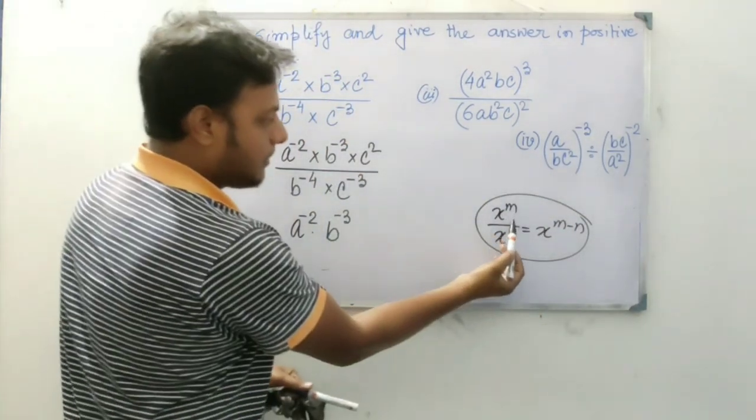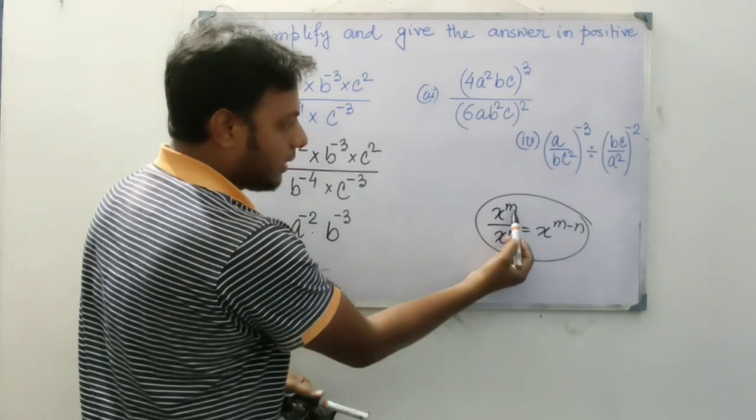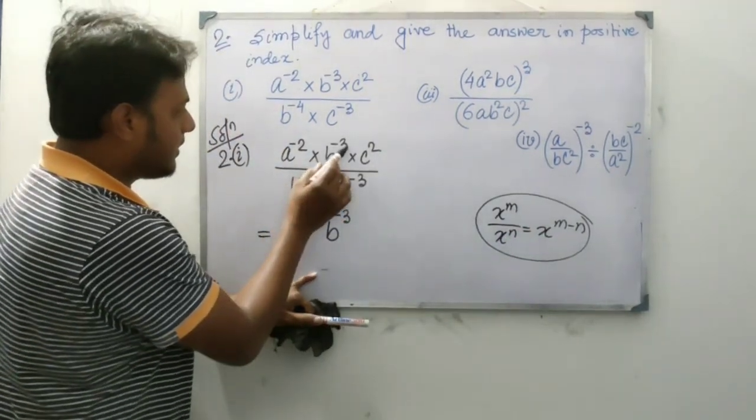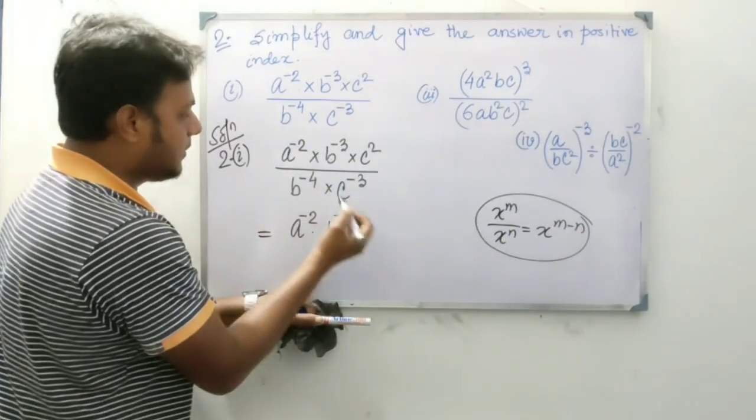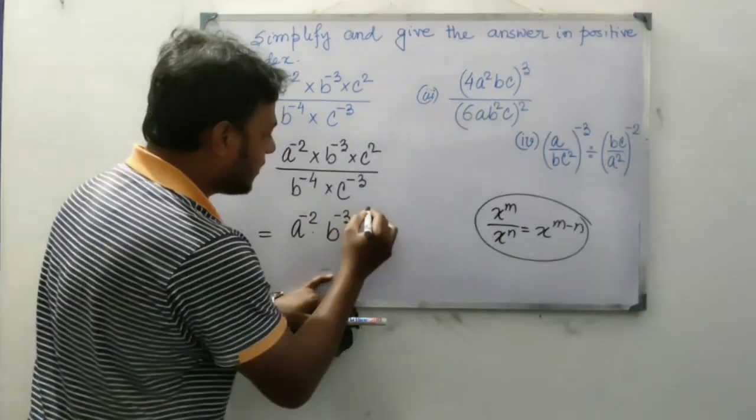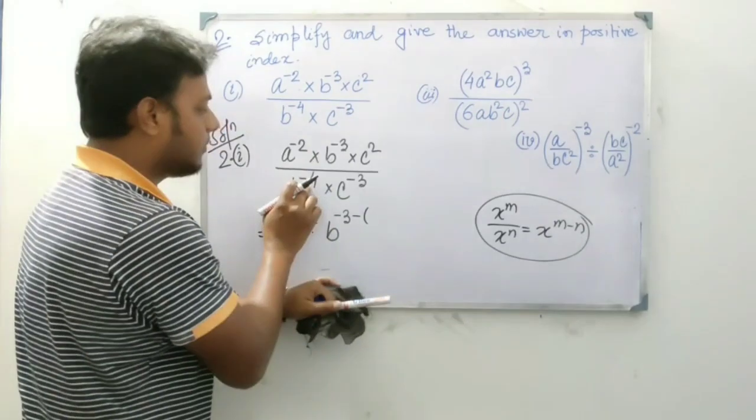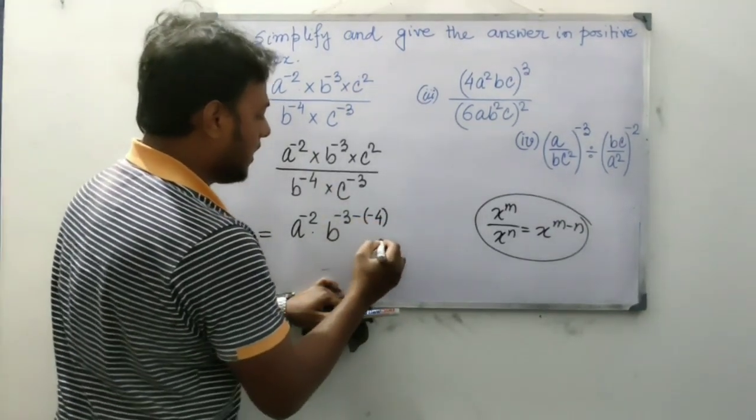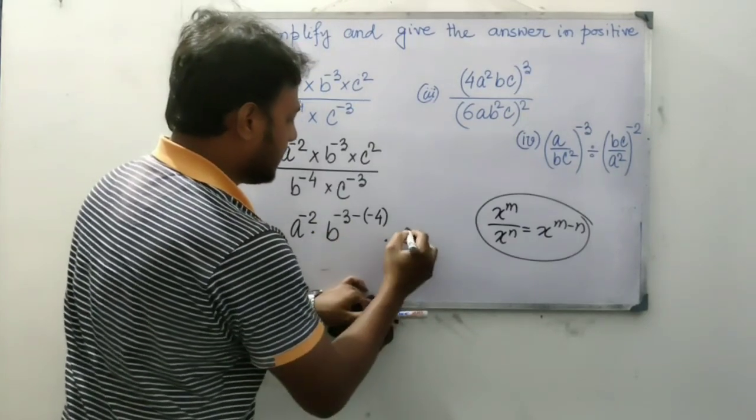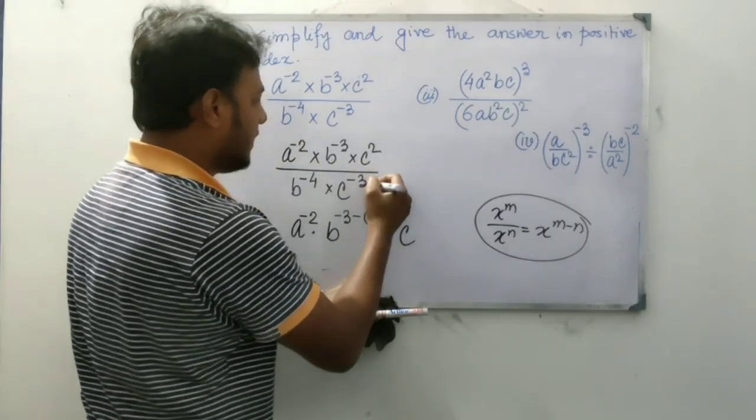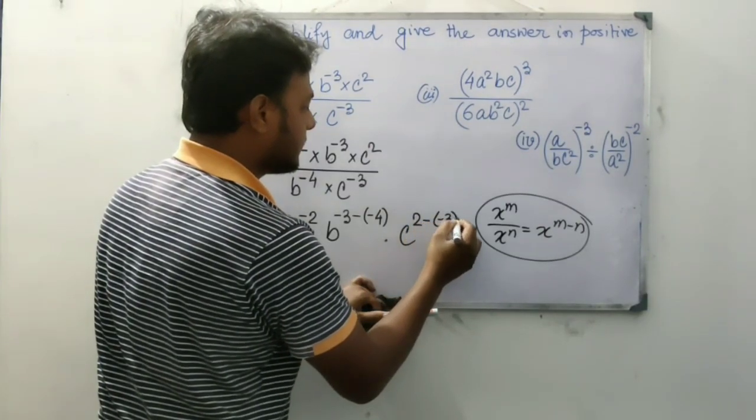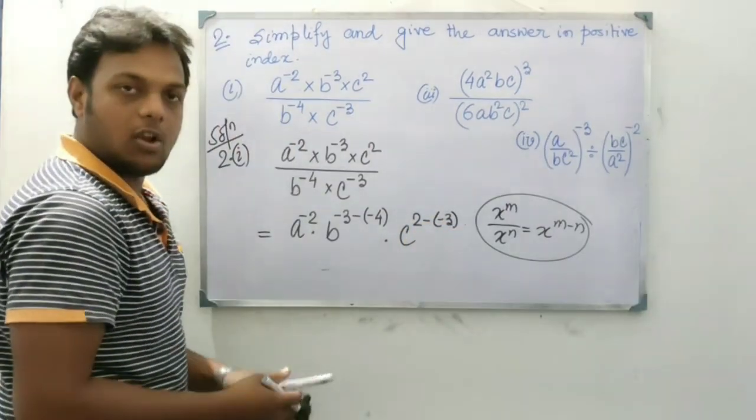We have to subtract the power of the denominator from the numerator: x to the power m minus n. So it will be b to the power minus 3 by b to the power minus 4. That means b to the power minus 3 minus the power of the denominator, and the power of the denominator is minus 4. Hope you understand this. And for c, similarly, 2 is there and in the denominator minus 3, so 2 minus of minus 3. So I have applied the law of indices.